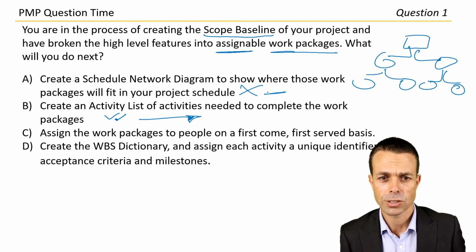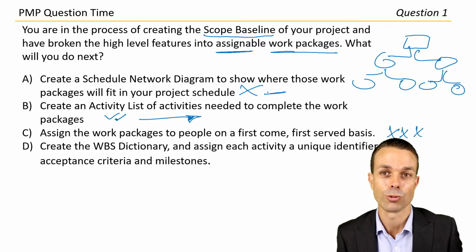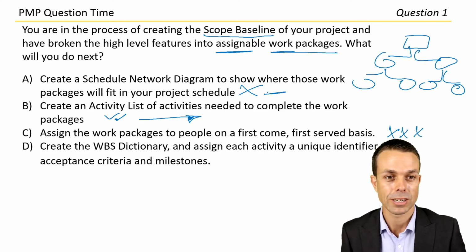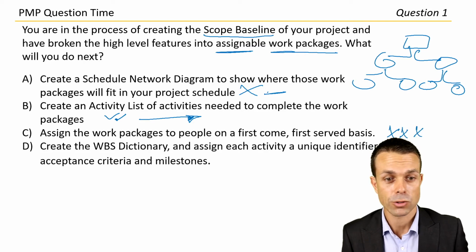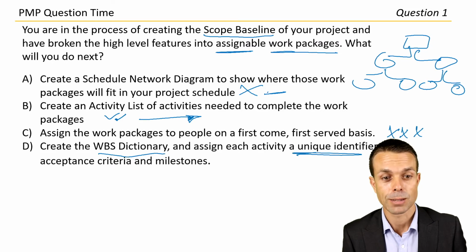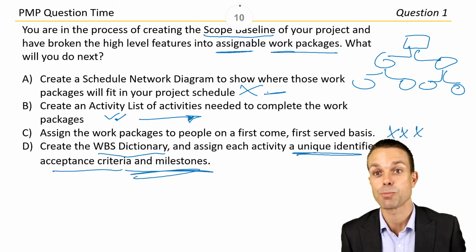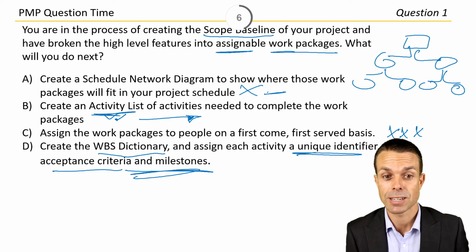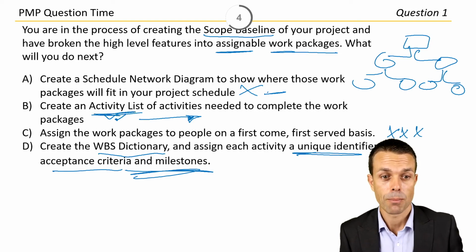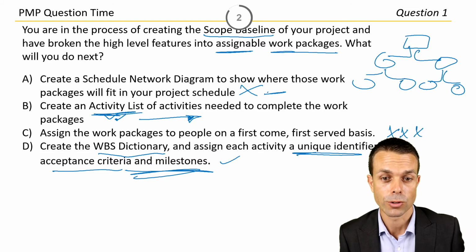Assign the work packages to people on a first come, first served basis. Not that one, that's more into resource management and executing our project, where it looks like we're still planning our project here. And then create the work breakdown structure dictionary, and assign each activity a unique identifier, acceptance criteria, and milestones. That's probably the very next step that we're going to take. Now, sure, we might need to create an activity list down the track, but actually the next best thing that we're going to do is answer D. Let's go with that one for now.